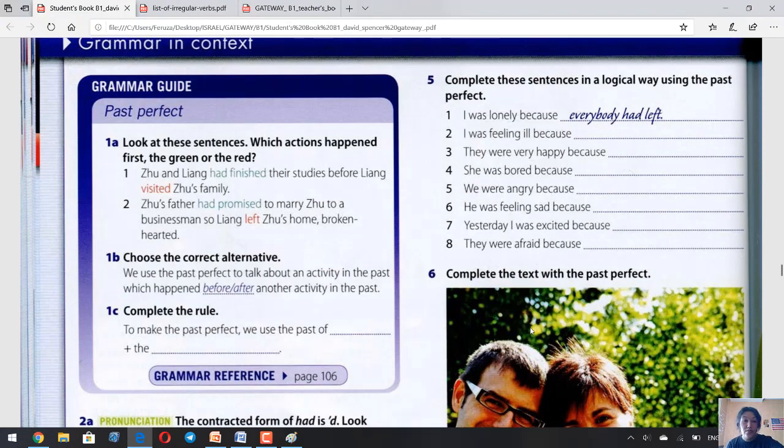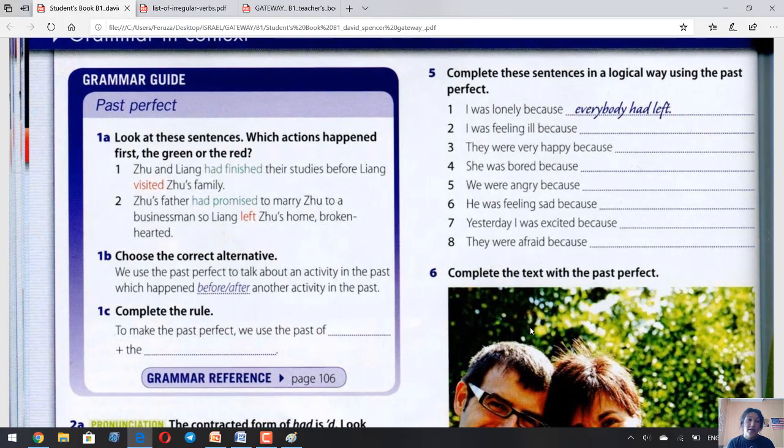Look at these rules from Gateway. 1a. Look at these sentences. Which actions happened first? The green or red? Here we can see two actions in the past. One is colored green and one is red. Which one happened first? Happened before. Zhu and Liang had finished their studies before Liang visited Zhu's family. And this happened first.